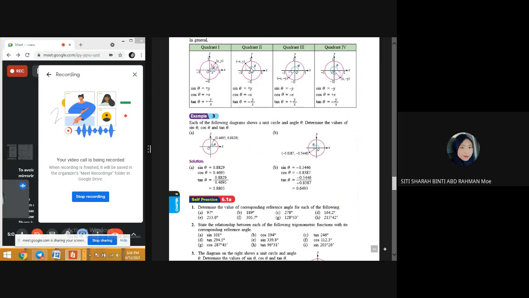And then next, the tangent. Tangent will be y over x. So y is positive, x is negative, so we will get negative. This means the hypotenuse is always 1, because it is the length to the point, which is always 1 unit.